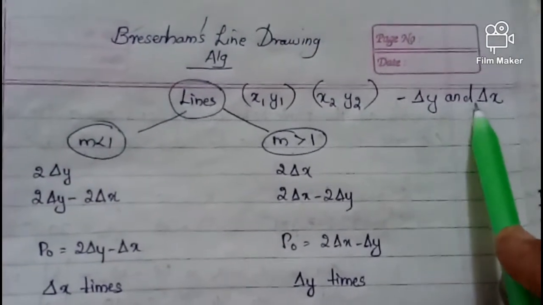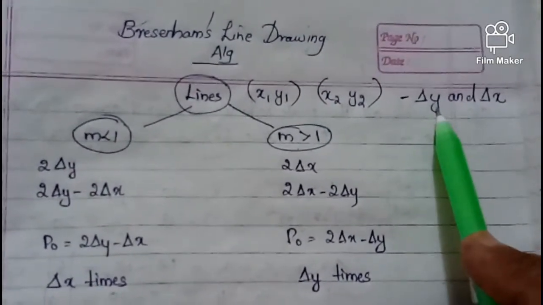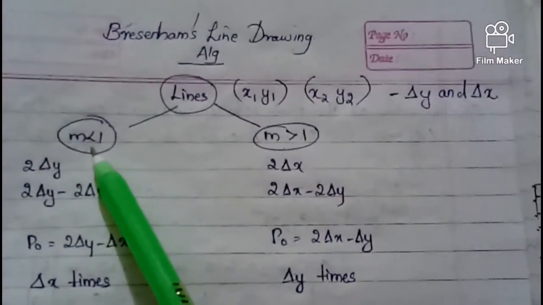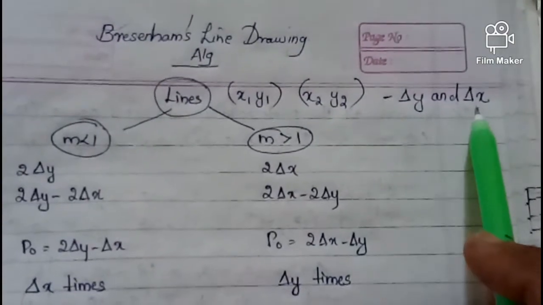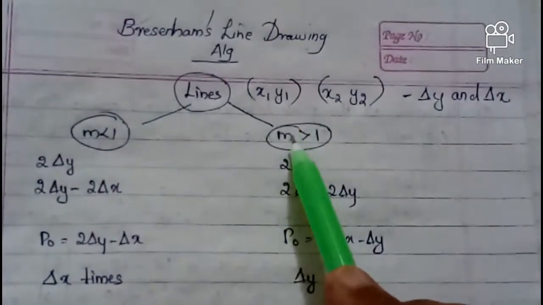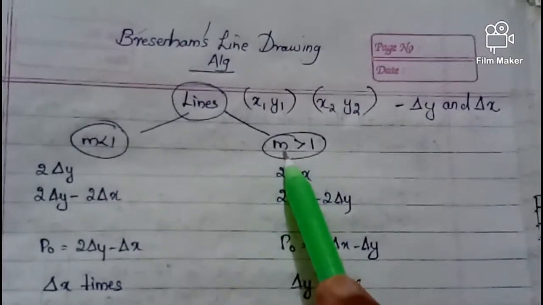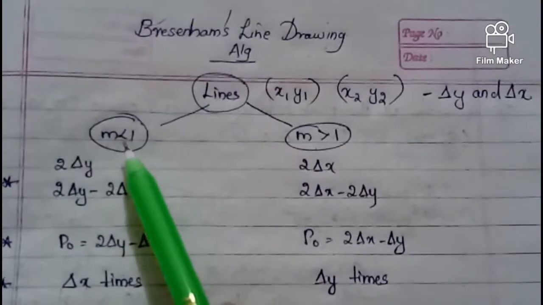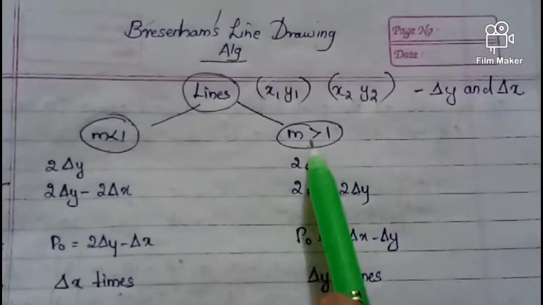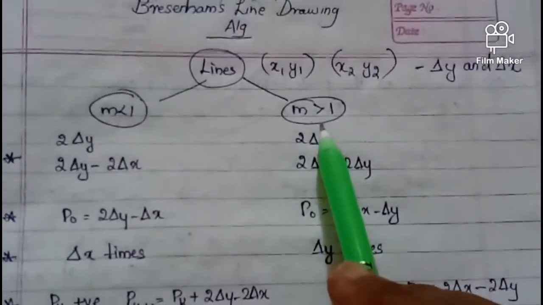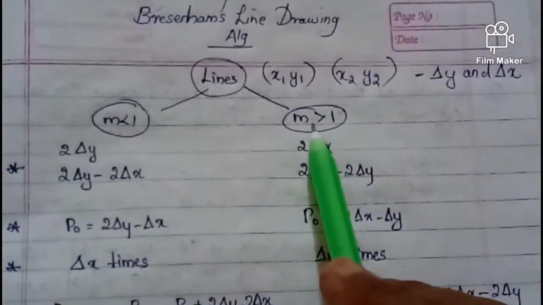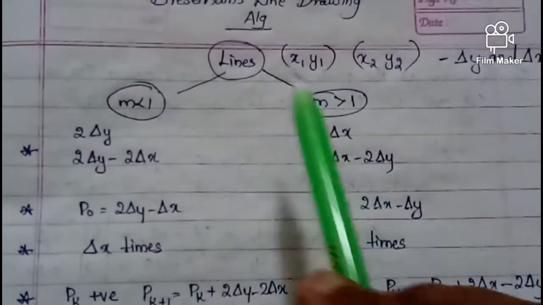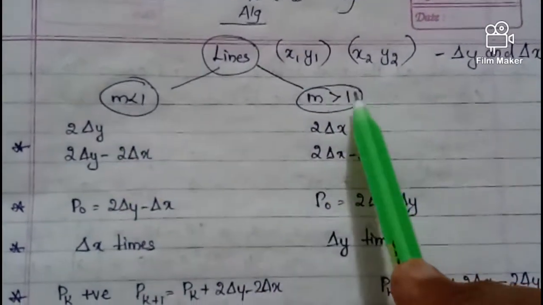And if delta x is greater than delta y, then it is a case of slope m less than 1. But if delta y is greater than delta x, then it is a case of slope m greater than 1. So using the given input, you have to identify whether it is a case of slope less than 1 or a case of slope greater than 1. Once the case is identified, we can select which algorithm to use. Whether to select this algorithm or this algorithm.